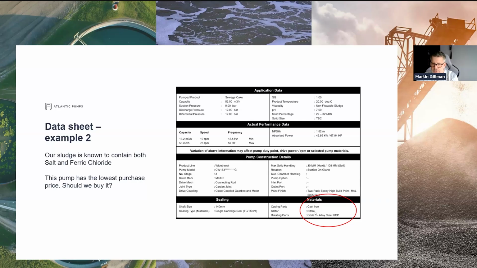We've got cast iron, nitrile rubber, and alloy steel. That pump may not be suitable because we've got cast iron casings, and we've got ferric chloride. This little fella here will corrode this little fella here really quite quickly, and I've seen that happen quite dramatically. I've seen it literally dissolve from the inside out of a pump casing to the point where it's coming out the side.